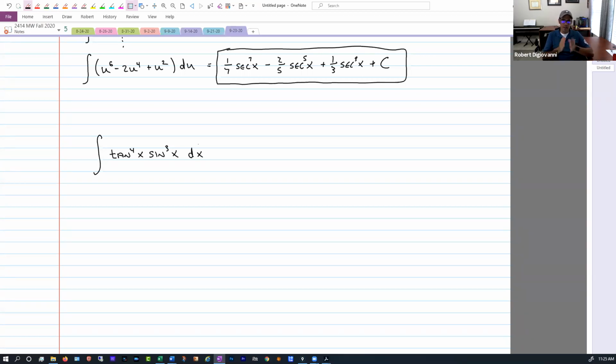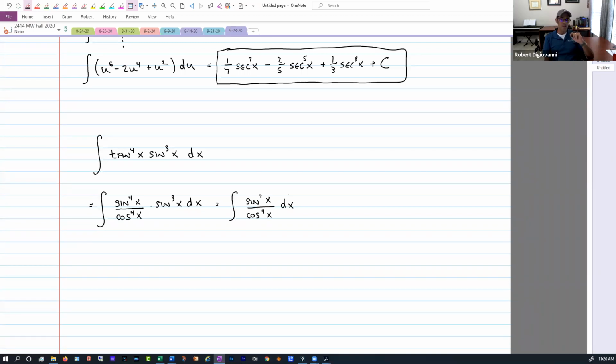It's not like sine and cosine, and it's not secant and tangent, right? This is a mixture of the two. The rule of thumb is to try and get everything in terms of sine and cosine. So I would rewrite this as sine to the 4th x over cosine to the 4th x, because that's what tangent to the 4th is, right? And then times sine cubed x dx. Then I would probably put the sines together and have sine to the 7th x over cosine to the 4th x dx, right?